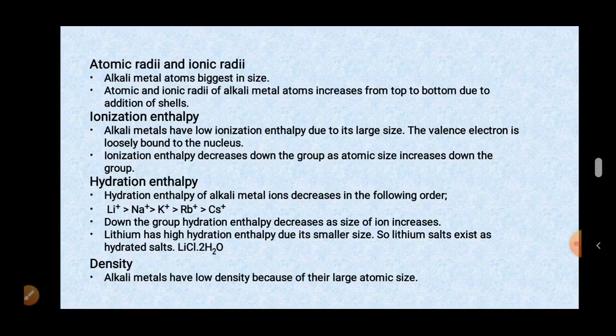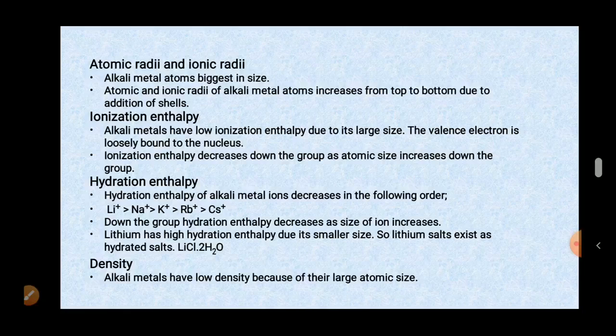Usually we explain the properties from lithium to cesium, since francium is a radioactive element. Its half-life is very short, only 21 minutes. So we explain all these properties with respect to lithium to cesium. From lithium to cesium, atomic size increases. As atomic size increases, the removal of an electron from the outermost shell becomes easier and easier. So less energy is required to remove the outermost electron as we move from lithium to cesium.